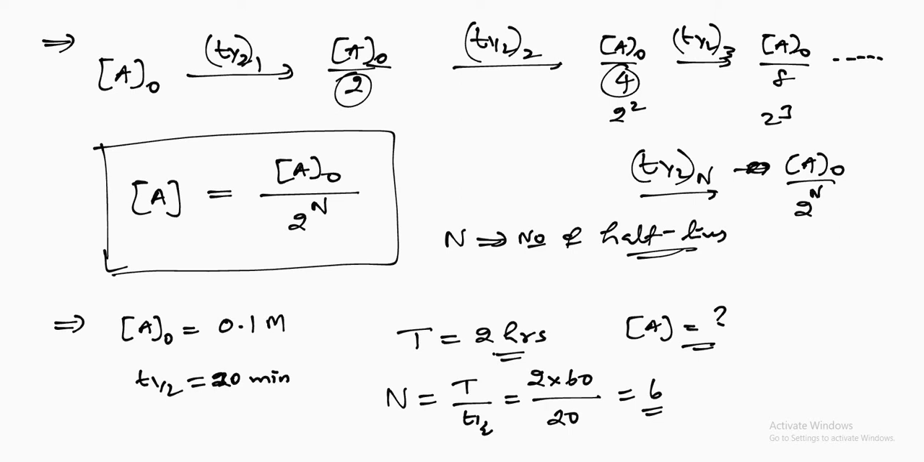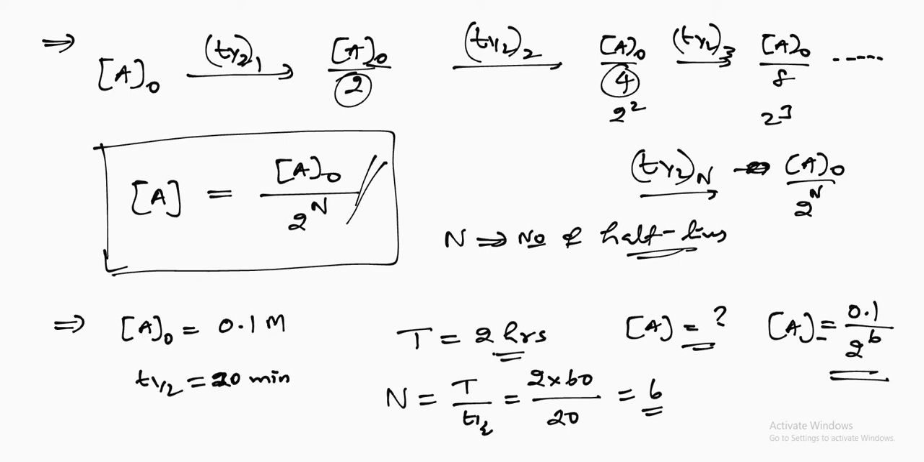So what is the remaining concentration of A? Use this formula. So remaining concentration of A equals the initial concentration, given as 0.1, divided by 2 power 6. Am I right? 2 power 6. Yes, take down. This is the remaining concentration of A. You have to divide by 2 six times. If you want, you can do that, but this is the method you should follow. Is this clear, students? If half-life is given and total time period is given, you can calculate the remaining concentration of the reactant after that time interval, if it is a first order reaction.